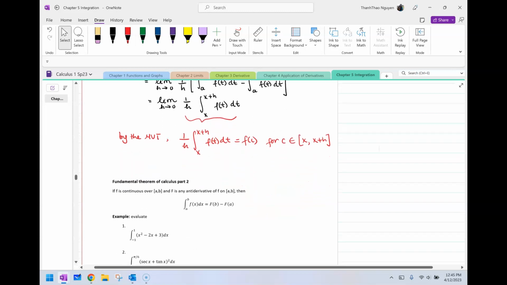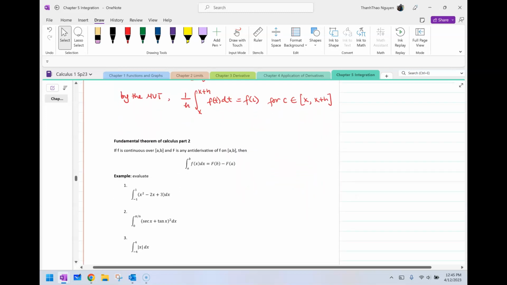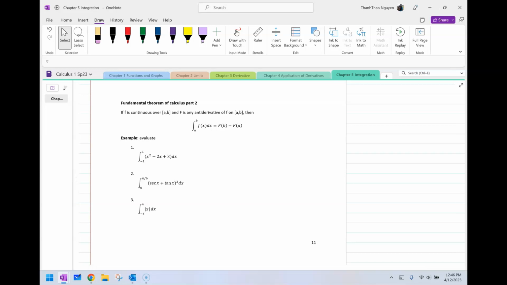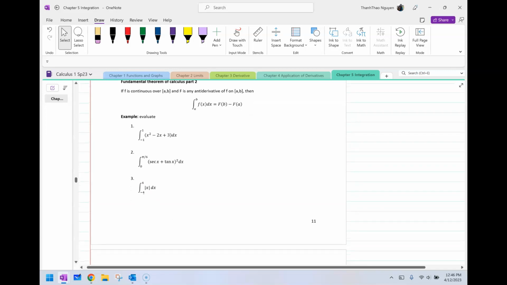So in part 2 of the fundamental theorem of calculus, if f is continuous over [a, b] and F is any antiderivative of f on the interval [a, b], then the integral from a to b of f of x dx is the value of the antiderivative at the two endpoints. Okay, let's see how that actually works.